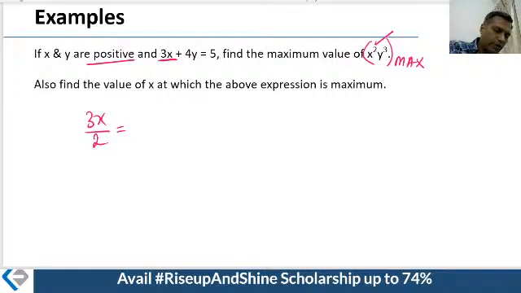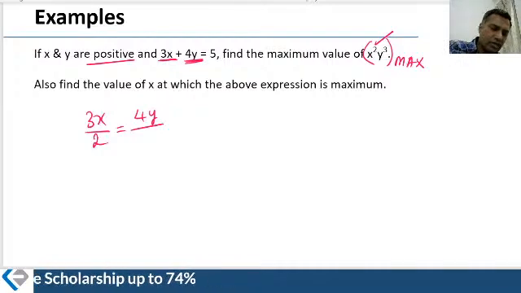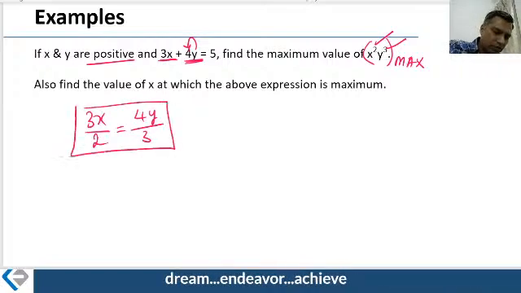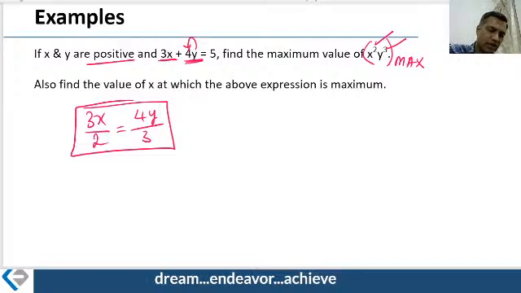Then 4y, that's a number. The coefficient always comes with it on this side, right? 4 with its coefficient divided by its power. What is the power here? 3. This should be equal. So you put the equal to sign there. This is the condition with which you work.